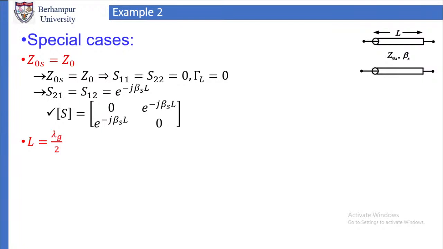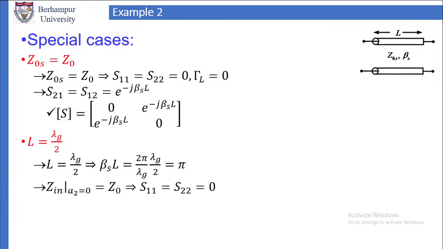Then the second condition is L is equal to lambda g by 2. You can consider many more special cases; here I am considering only L equal to lambda g by 2. L equal to lambda g by 2 shows that beta SL is equal to, beta S is 2 pi by lambda g, so 2 pi by lambda g into lambda g by 2 is equal to pi. So beta SL is equal to pi. If beta SL is equal to pi, then Z in is equal to Z0. That implies S11 is equal to S22 is equal to 0. That remains as it is.